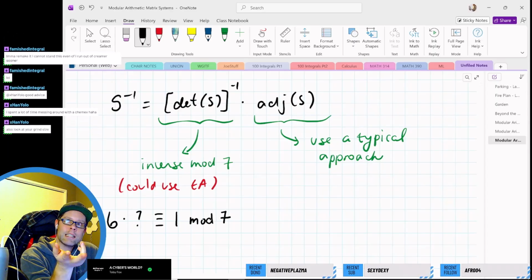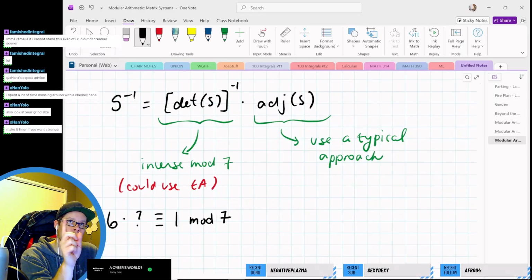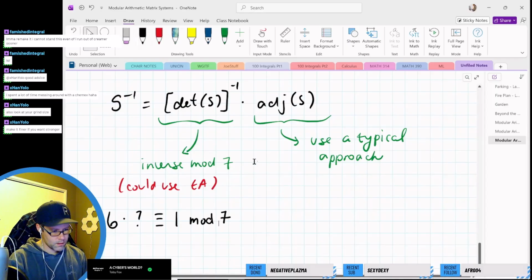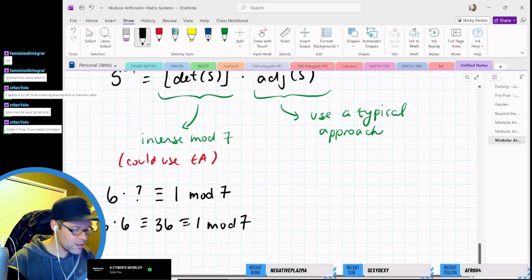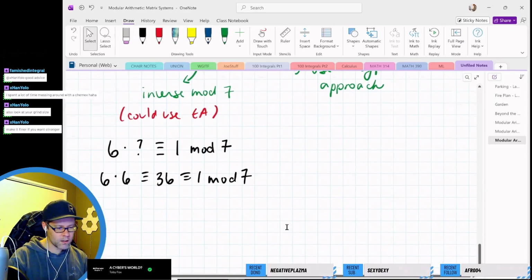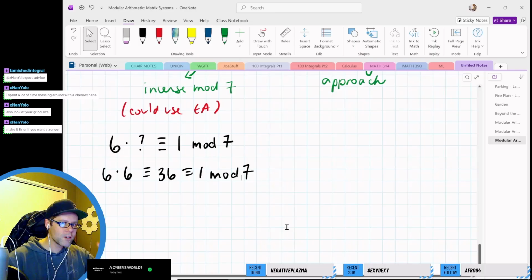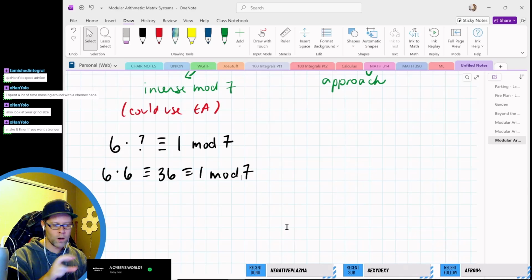6 times 3 is 18. That would be 4. 6 times 4 is 24. 6 times 5 is 30. We're getting closer. It's 6 times 6 that we need, right? 6 times 6 is 36, which would be equivalent to 1 mod 7. So we could use the Euclidean algorithm here. I'll do a quick little recap of what that might look like. But in some cases, when these numbers are small enough, you can just kind of cycle through your different congruence classes and find the one that works.